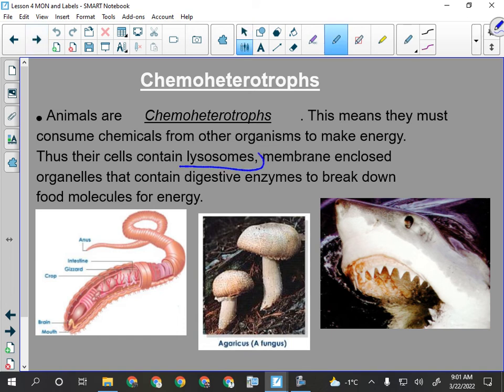Since we need those enzymes, we need a part of our cell that has them or makes them. And that would be the lysosome. So all animal and fungus cells, as well as lots of protists like an amoeba or a paramecium, will have lysosomes in their cells. The lysosome is basically the cell's stomach. There are lots of lysosomes in any one cell. They all contain digestive enzymes and help to break down the organic material that is absorbed by the cell. Everybody all right with that?